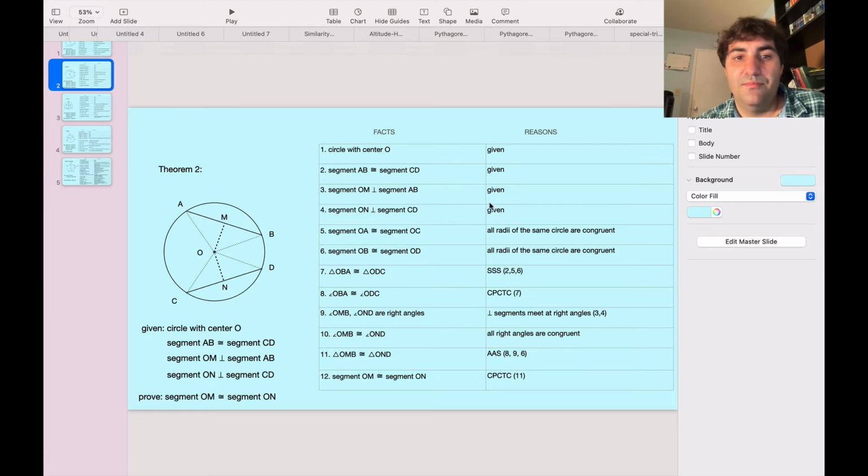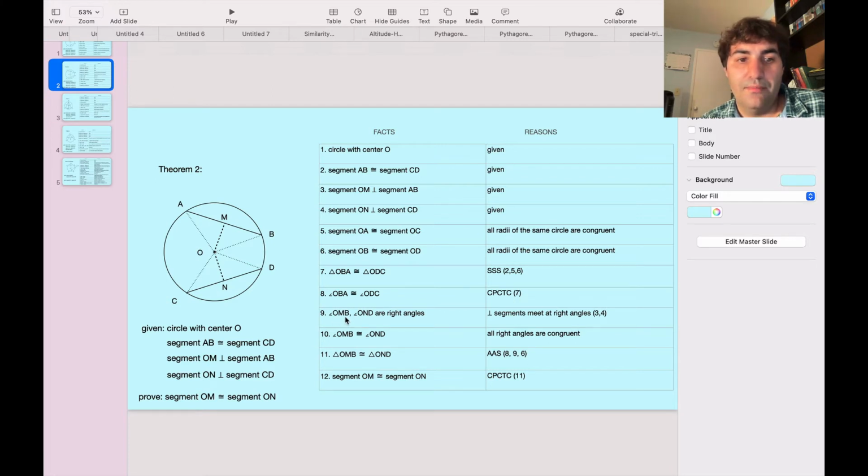So write down what we know. We know that segment OA is congruent to segment OC. All radii of the same circle are congruent. Segment OB is congruent to segment OD, same reason. And I'm going to apply the side-side-side postulate using what I have in statement 2, statement 5, and statement 6 to get triangle OBA is congruent to triangle ODC, and then angle OBA is congruent to angle ODC by corresponding parts of congruent triangles are congruent.